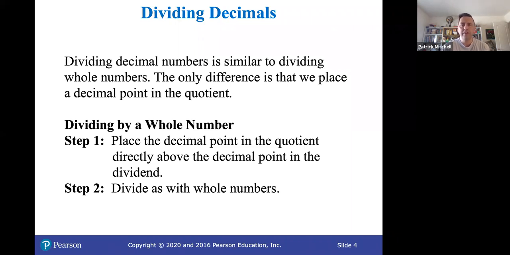So let's start with dividing by a whole number. When you divide by a whole number, just place the decimal point in the quotient directly above the decimal point in the dividend, and then divide just like you're dividing whole numbers.